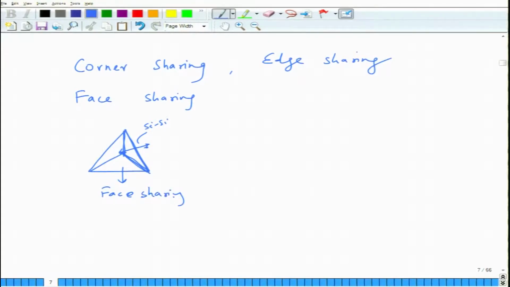So, if I draw it like this, how is it going to turn out to be something like that? You have a tetrahedra coming from the side sharing the face. So, this is going to be R_SiSi, as compared to what you will have when you have, for example, edge sharing. If you have edge sharing, let us say this is your silicon atom, these are your oxygen atoms.